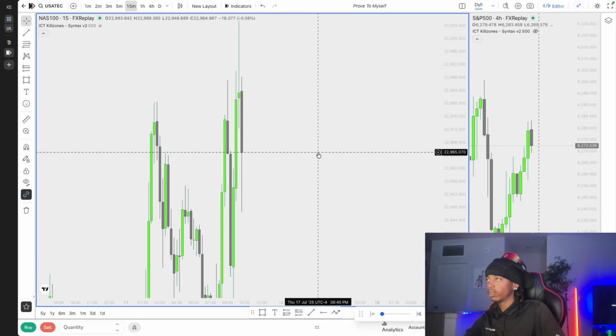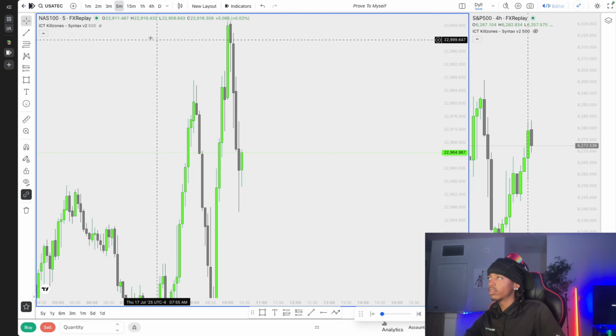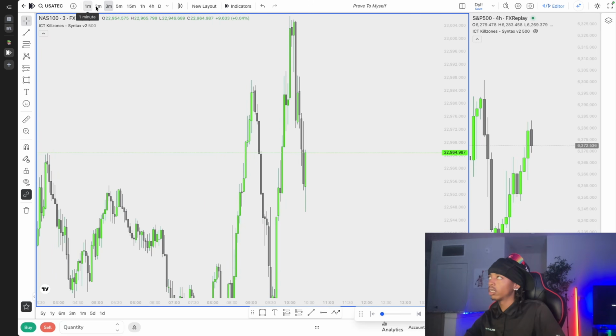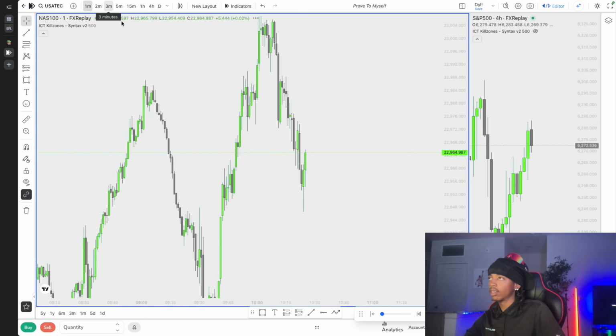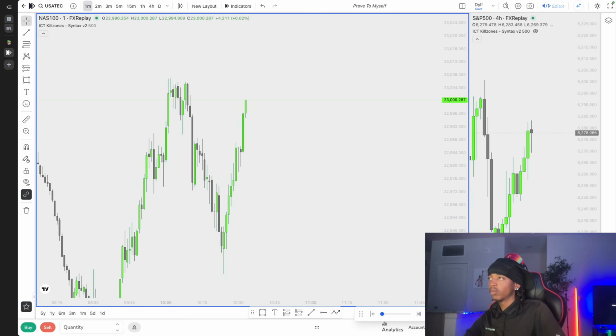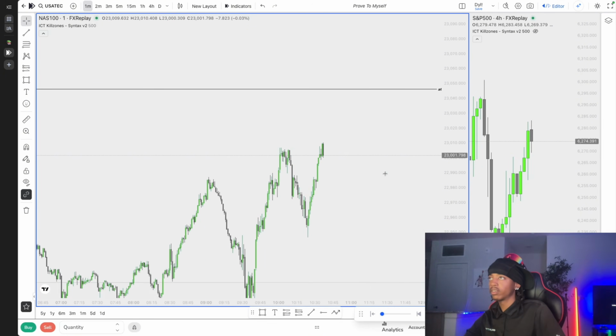What are we rejecting out of right there? 15 minute. Yeah, we got that 15 minute and a 5 minute right there. So if we get a nice move out of here, we might have a play. Nothing on the 2 minute as far as fair value gaps, or on the 1 minute. So that's the only thing that I don't like here. But that should rip back to all-time highs.